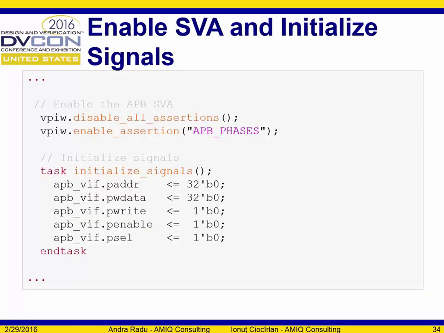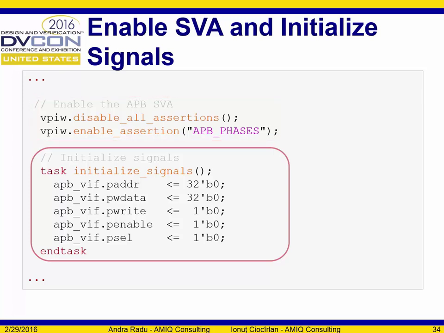So enabling the SVA is done simply with the built-in API. We have a wrapper class called VPIW, the VPI wrapper. Here we can access all the built-in APIs to control the assertions, check the assertions, and provide the reports, as you will see later on. What we will do first is disable the assertions and enable our APB phases assertion.